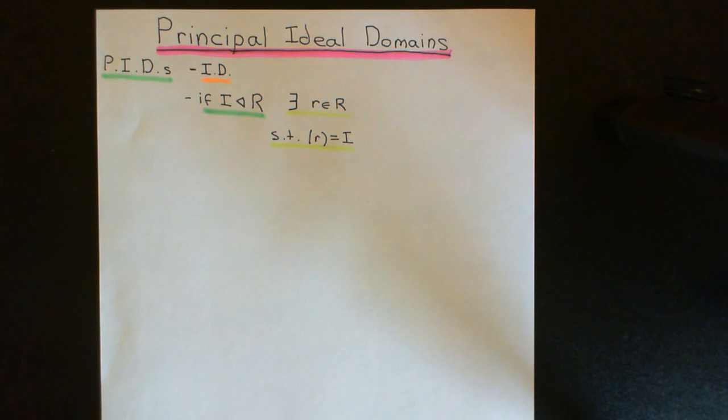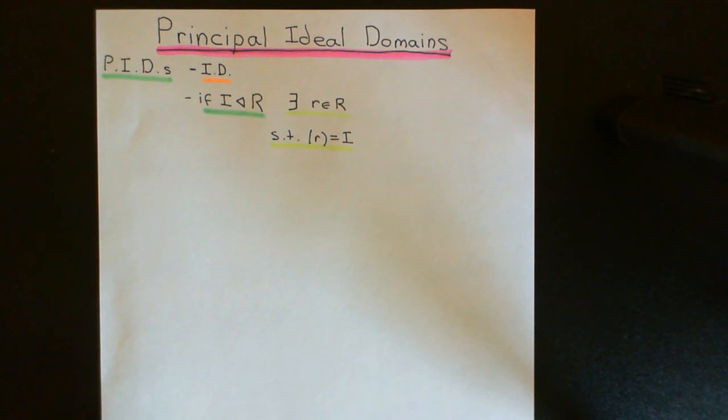I should stress that not all integral domains are principal ideal domains. There are examples of integral domains where some ideals are not equal to any of the principal ideals generated by the elements in that integral domain. So a principal ideal domain is a special type of integral domain in which the ideals are very simple, they're all principal ideals.